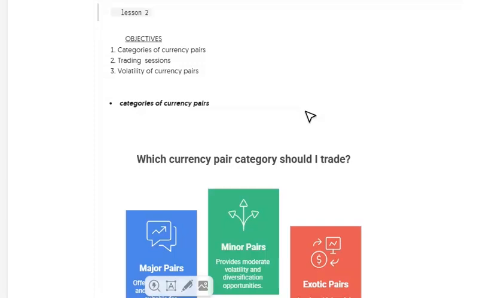And for me, for instance, I mostly trade a pair called XAU USD. I'm going to expound deeper on that. That is the most volatile pair that we have at the moment.